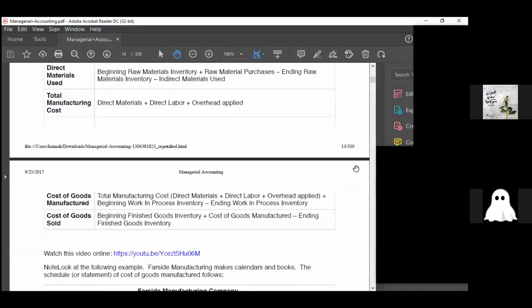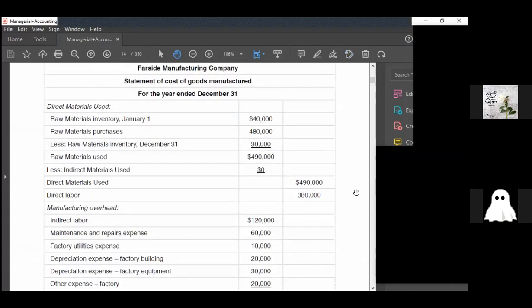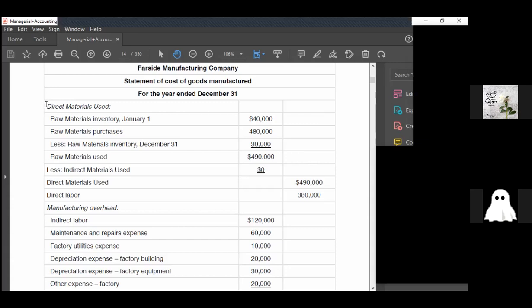So before reading all this, let's just look at the statement, how it is produced, the cost statement. The cost statement, or as it is called, the statement of cost of goods manufactured. So for a manufacturing company, it is called the statement of cost of goods manufactured. Now, this is an example given for a company, that is Farside Manufacturing Company. And you will have to commit this structure of the statement to your mind. That is how the problems are to be solved.